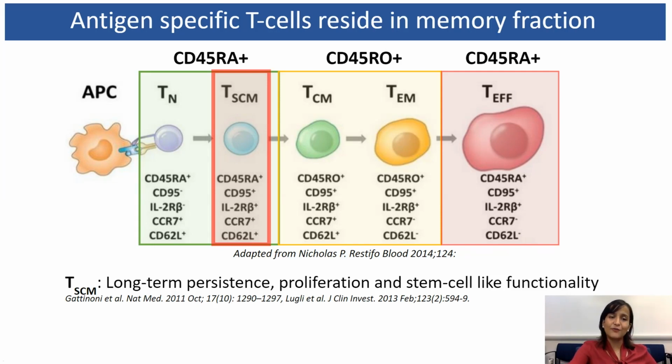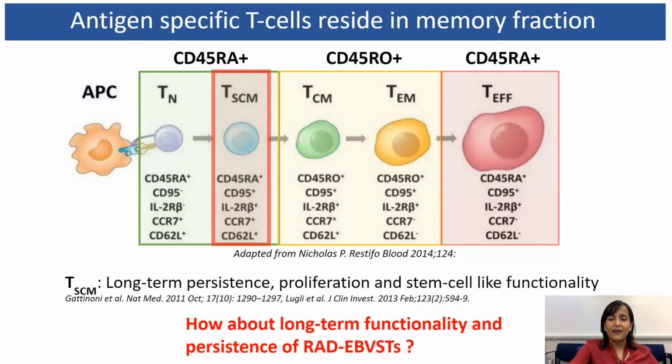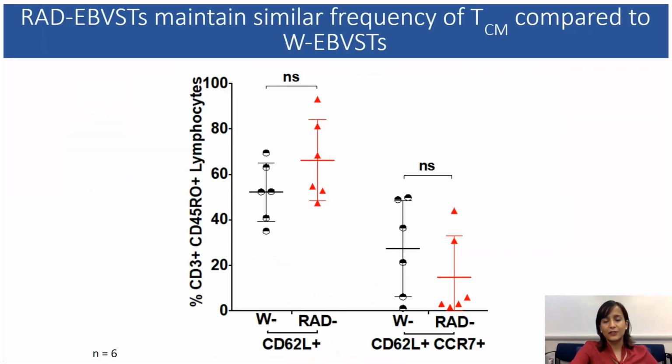in the CD45RA-positive fraction, which is really these cells which have been identified and shown to have long-term persistence, proliferation, and stem cell-like functionality. So there is a concern: is the removal of these RA-positive cells diminishing our long-term potential and functionality? So we asked, how about long-term functionality and persistence of our RA-depleted EBV-specific T cells? And in order to do so, first we looked into the phenotypic subsets of our T cells.